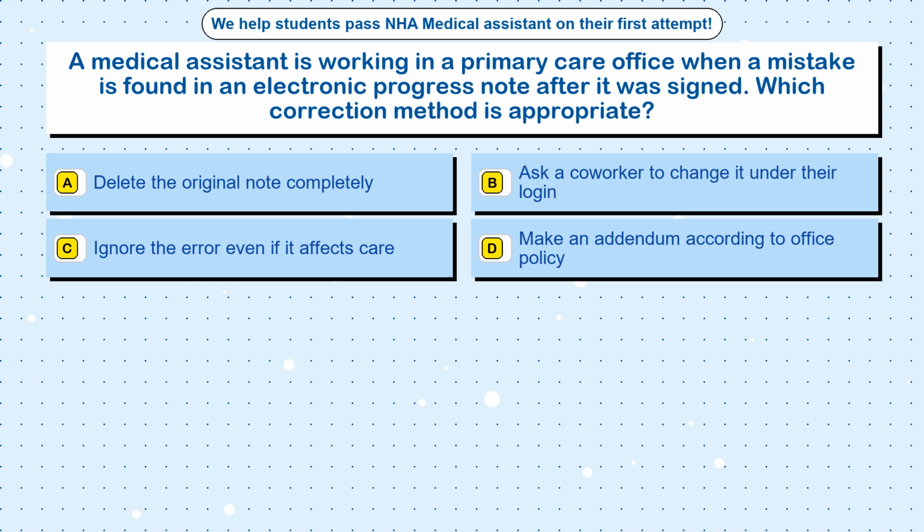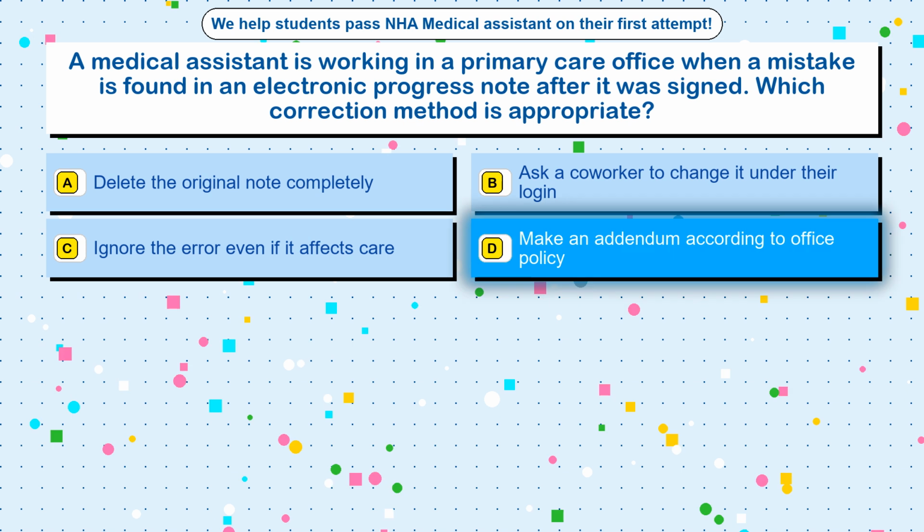Question 47. A medical assistant is working in a primary care office when a mistake is found in an electronic progress note after it was signed. Which correction method is appropriate? Option A. Delete the original note completely. Option B. Ask a coworker to change it under their login. Option C. Ignore the error even if it affects care. Option D. Make an addendum according to office policy. The correct answer is option D.